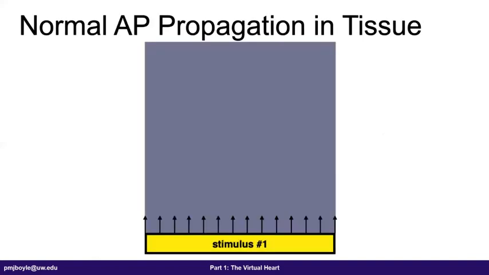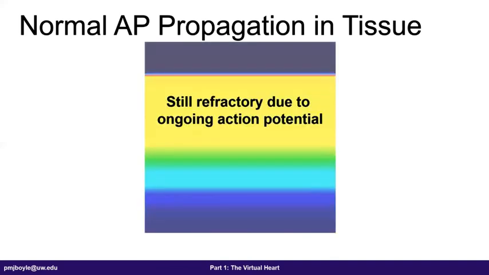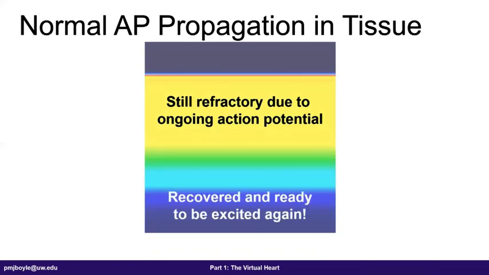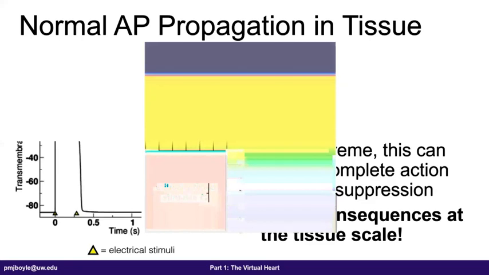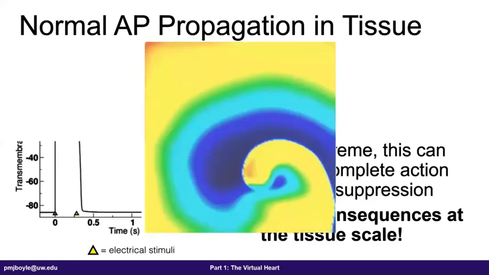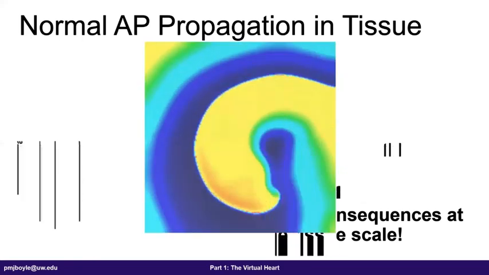So when we stimulate at the bottom part of this square-shaped domain of cardiomyocytes, you're going to see propagation, and there's a region that's still refractory due to the ongoing action potential. But this tissue is recovered and ready to go again. So if we apply a critically timed in place second stimulus, we see the initiation of a reentrant driver. So this is going to be a concept that comes up again and again during this lecture.